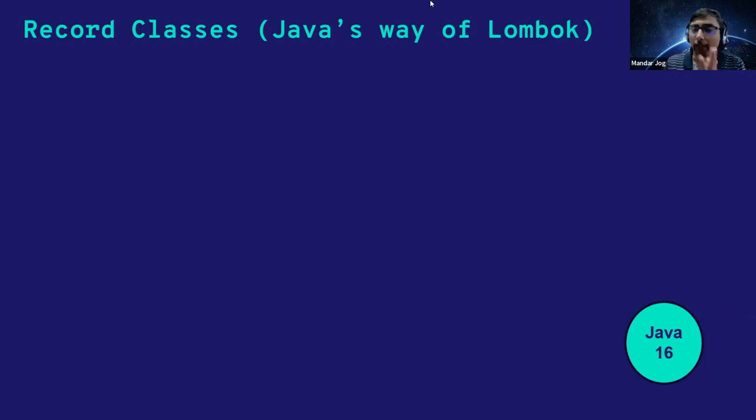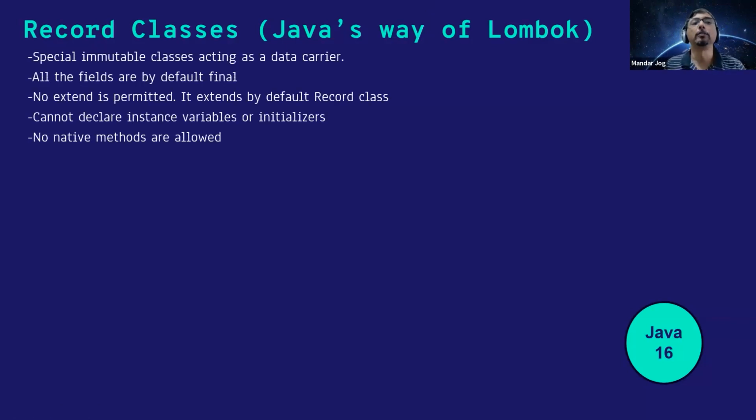Java says that I don't want dependency on others. I want to create something on my own. That's what record classes are all about. Record classes are actually the way where the compiler creates the body of the class internally. It is a special immutable class acting as a data carrier. All the fields are by default final and no extend is permitted. That is the difference between normal classes and this.